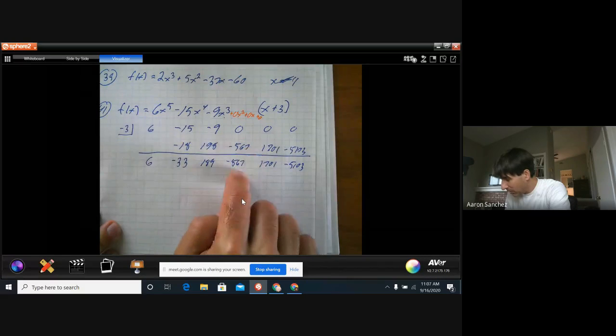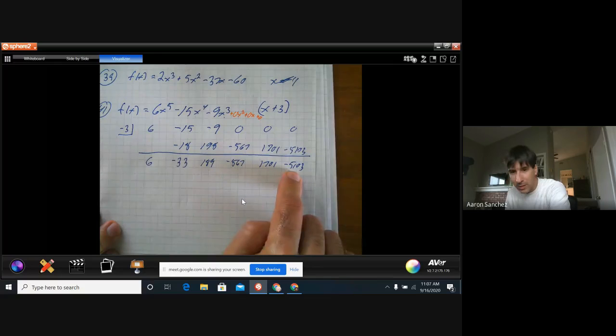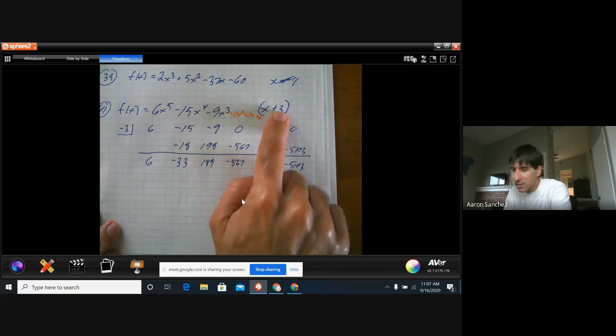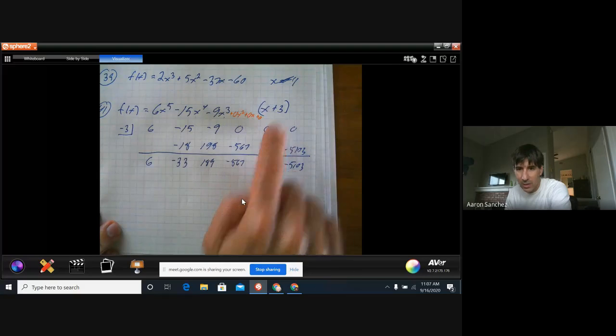Plus 0 is -5. But see these numbers, how they get bigger? This last number should be 0. If it's 0, then yes, this is a factor. Okay? But it's not 0.